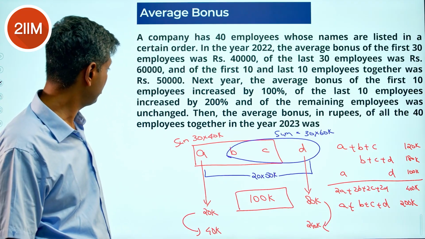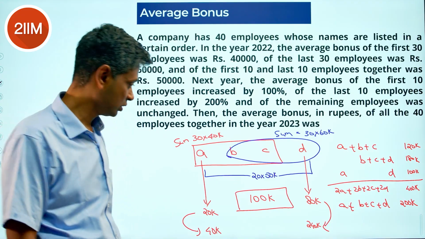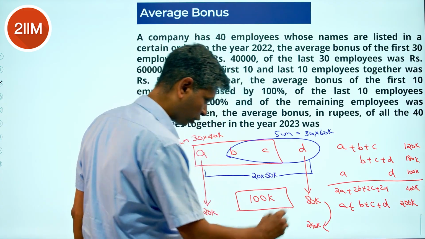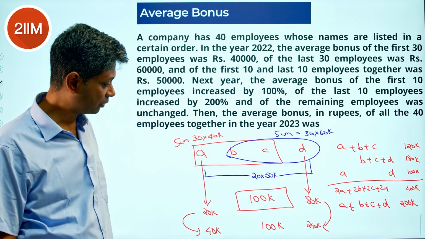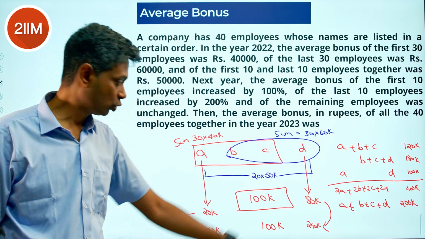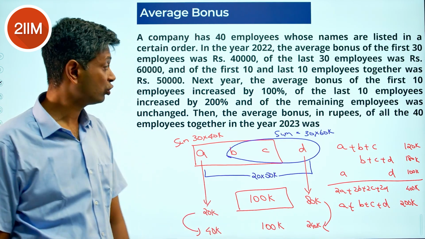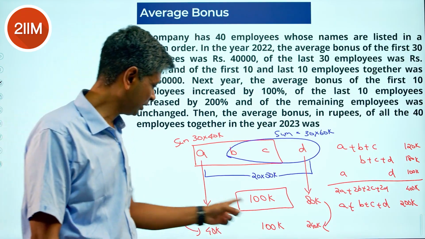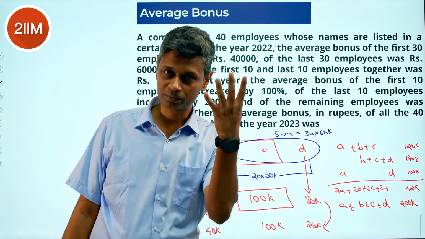And the remaining employees was unchanged. So this 100k, what put together? 50k plus 50k, 100k totally. And so the sum is 100k, this is 240k, this is 40k. Now what is the overall average of all the 40 employees put together? This plus this plus this divided by 4.